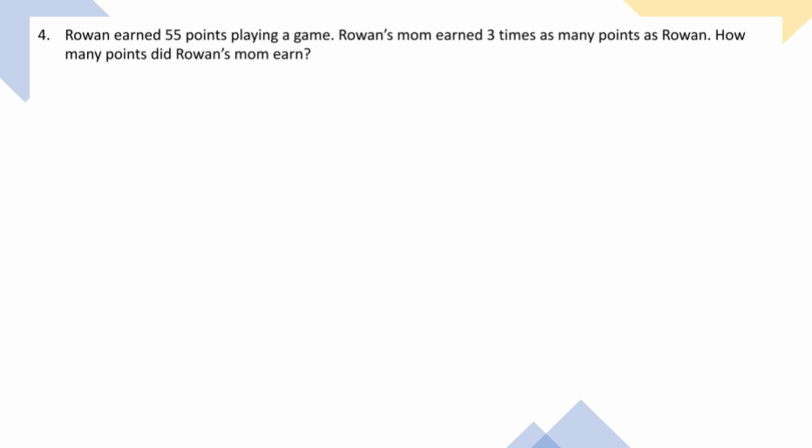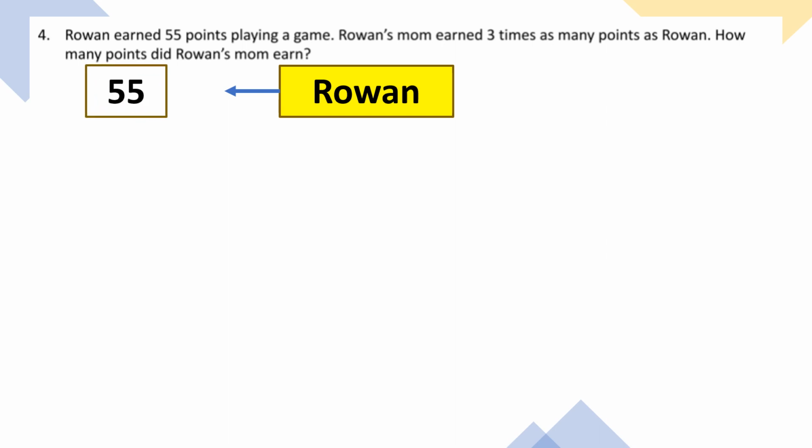Okay, let's take this one sentence at a time. Rowan earned 55 points playing a game. So that's information. I'm going to write that down. Rowan, 55 points.